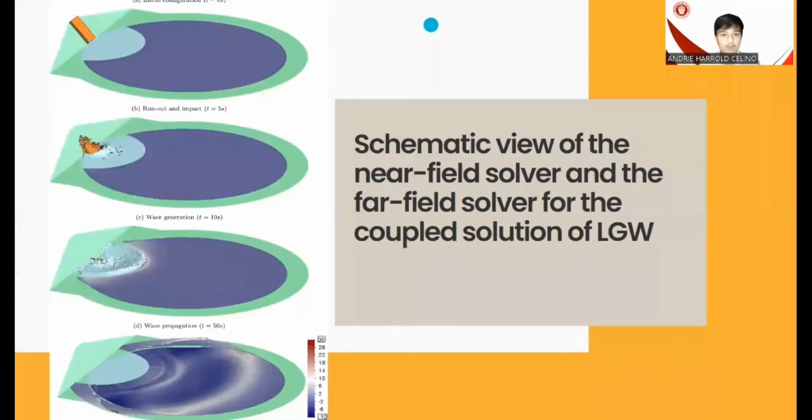Figure 8 shows the global view of the simulation of the landslide generated waves and the results of the near-field solver and far-field solver, as shown in the figure. As the landslide occurred and made its initial impact with the body of water, it generated and propagated a wave. In addition, it reduced wavelength, wave height, and amplitude as the landslide made its first contact with the water.